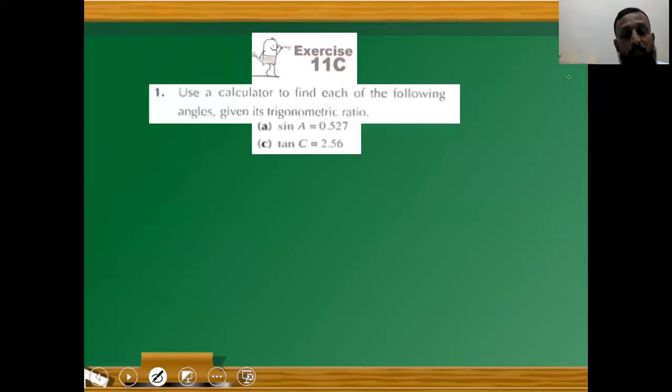So boys and girls, this is exercise 11C. Use a calculator to find each of the following angles giving its trigonometrical ratios. Now what is an angle over here? Sine A is equal to 0.527. What is an angle, boys and girls? A is an angle. Sine A is equal to 0.527. What is unknown? It's angle A. So you are required to find out the value of angle A.